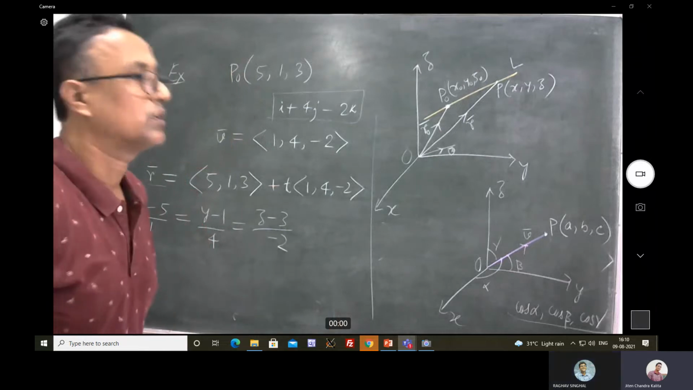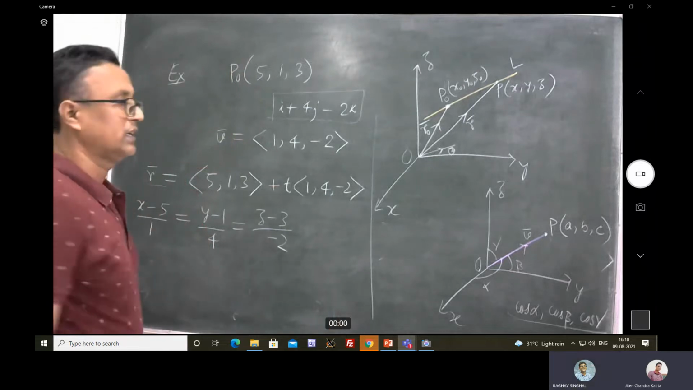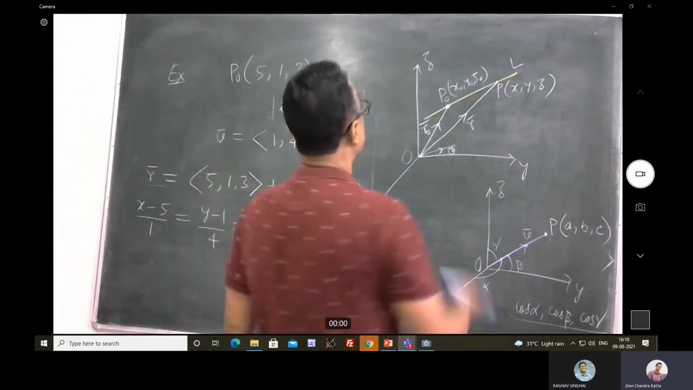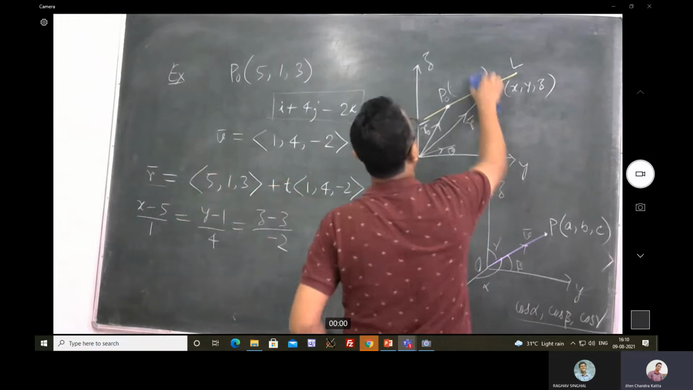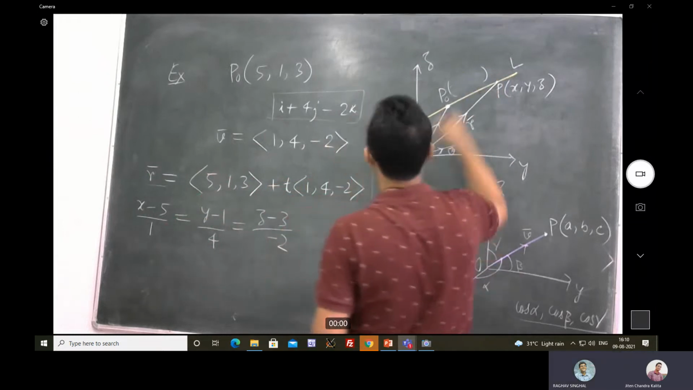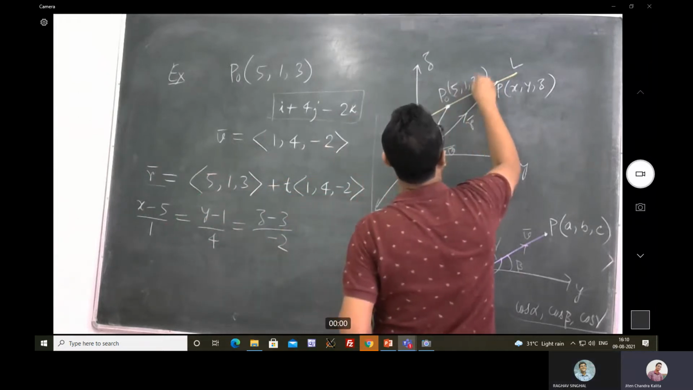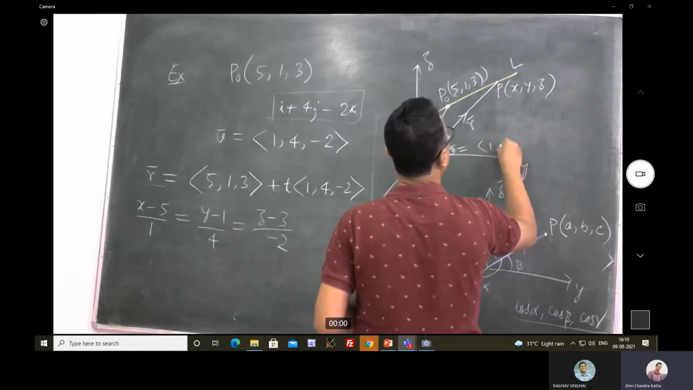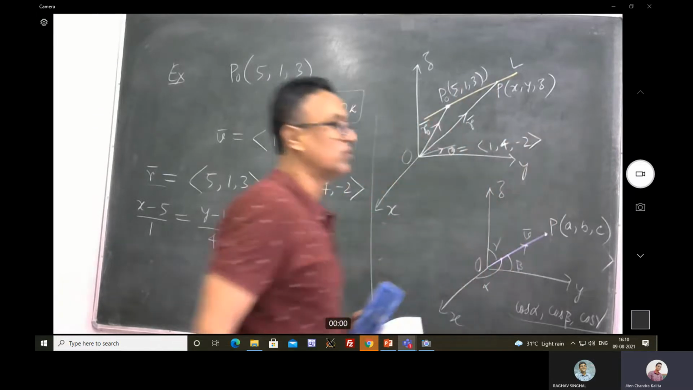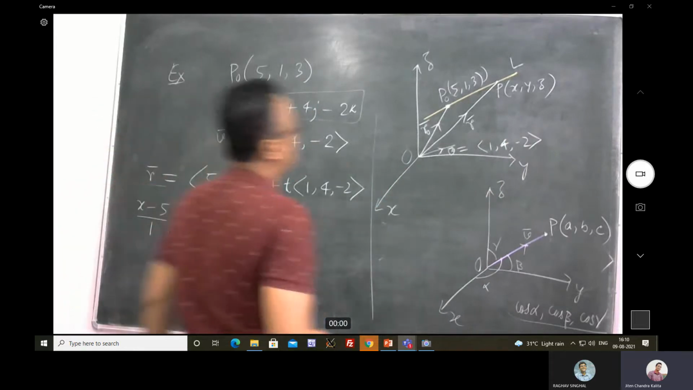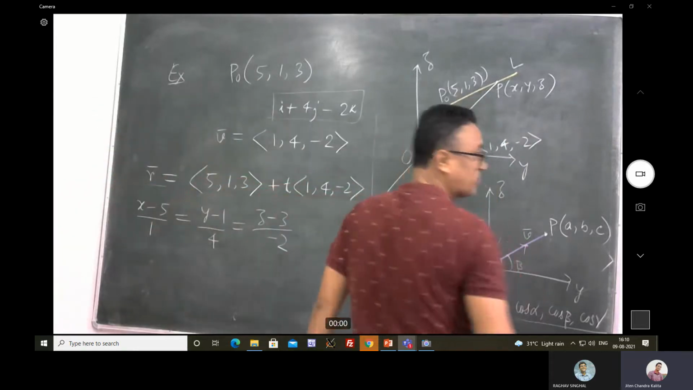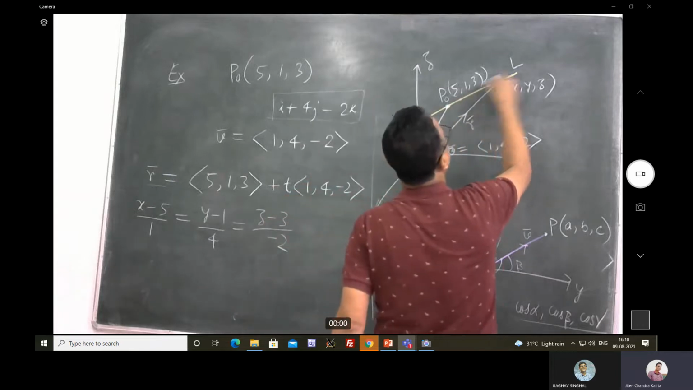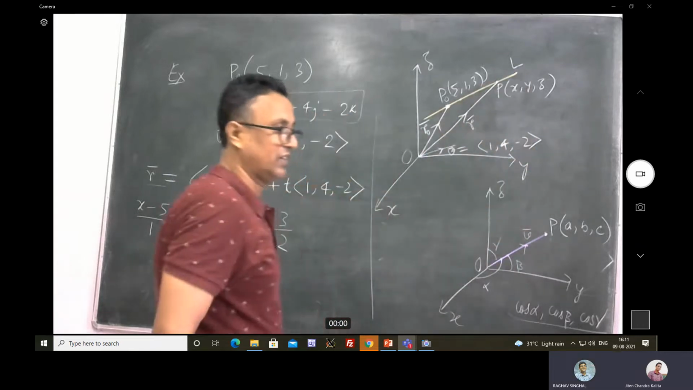suppose you are told to find any two other points on that straight line. So now here this equation is what? Only thing is that this is your 5, 1, 3, and this B is simply given by 1, 4, minus 2. Okay. So now, as I have told you, depending upon the value of t, you will be able to find out all the points lying on the straight line, isn't it?